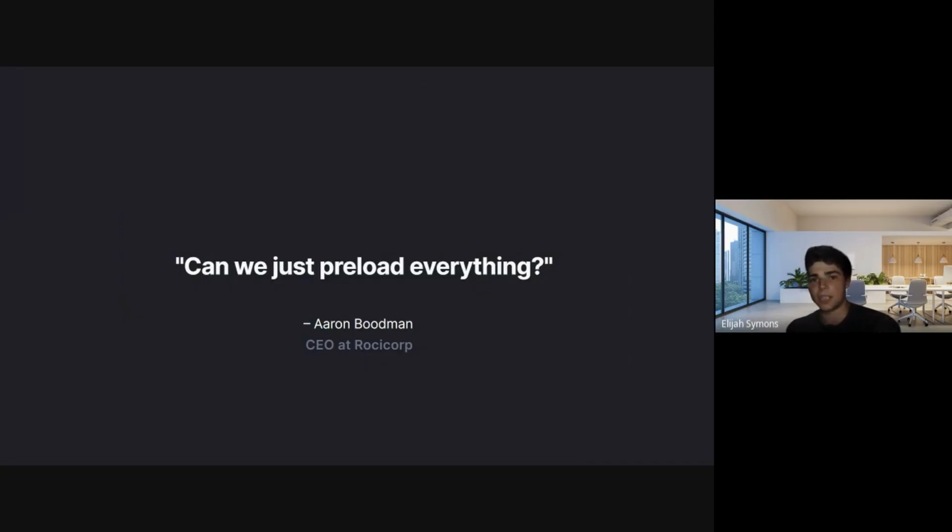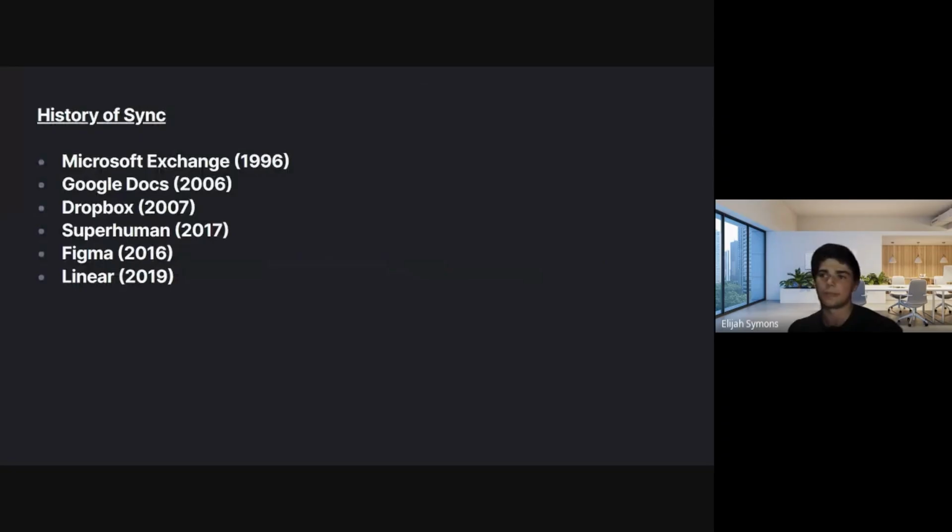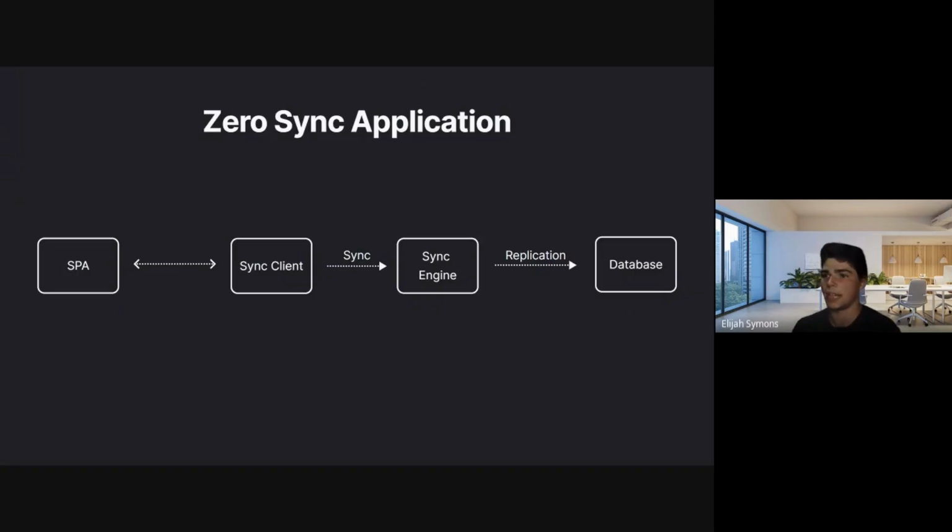So to get into some of the technical details of how this works, I've got the history of sync. You can see here it started back in like the 1990s, and then Google Docs was something Aaron Boodman was a part of developing, and Figma, I'm sure a lot of you are also familiar with. It's been around since 30 years ago. It's just we haven't used it in web apps yet. But anyway, getting into the details behind it.